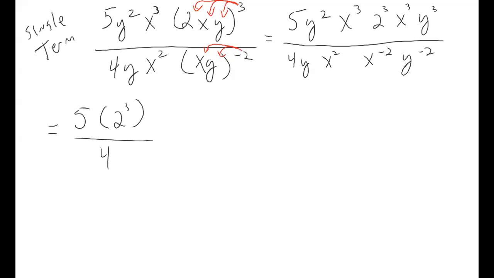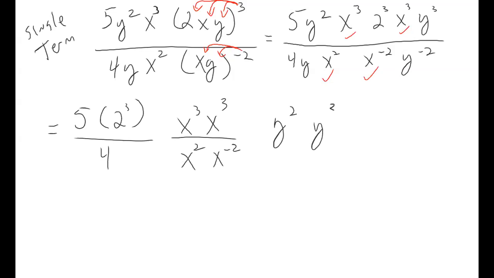Then I go through and I put my x's together. So I have an x cubed, that's this guy. I have another x cubed, that guy, all over an x squared, him, and then an x to the negative 2, him. So I make sure I got all my x's. Then I do the same thing for my y's. I have a y squared, a y cubed, all over a y, and a y to the negative 2.